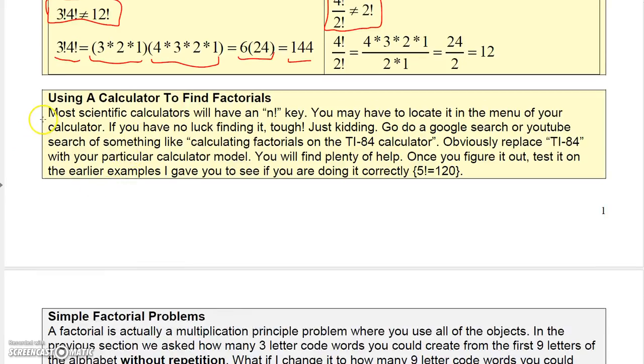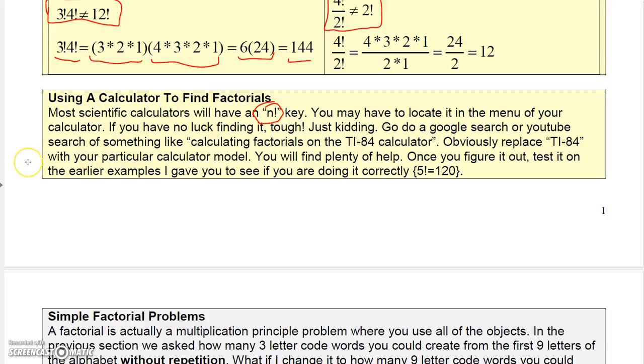Now, most scientific calculators will have a key for n factorial. So what I would suggest you do is go to YouTube and type in a query about how to solve factorials on my calculator.